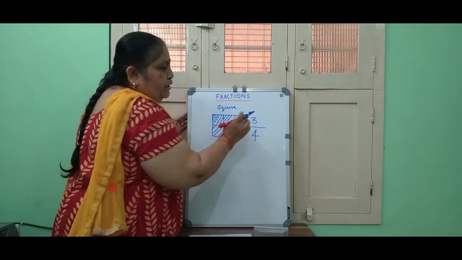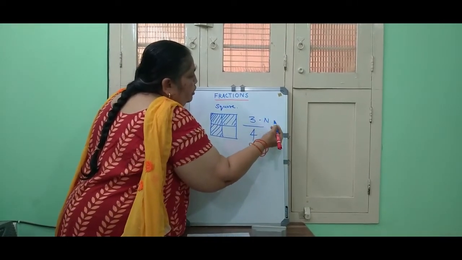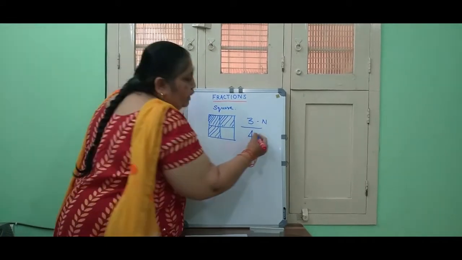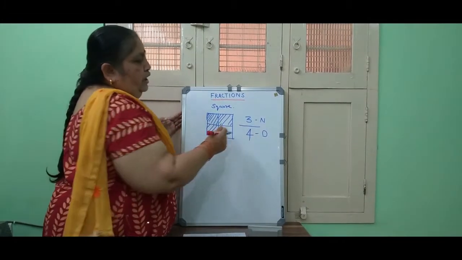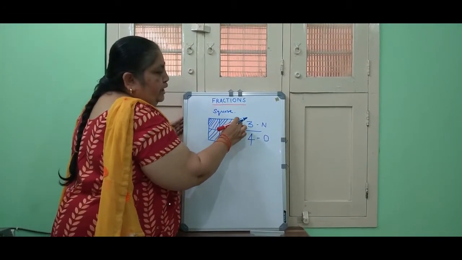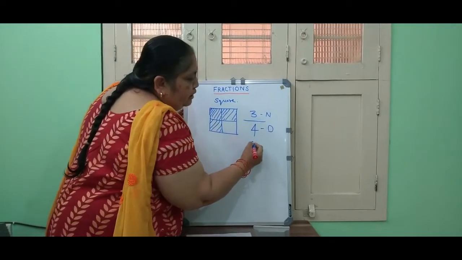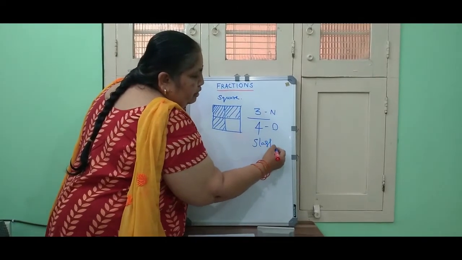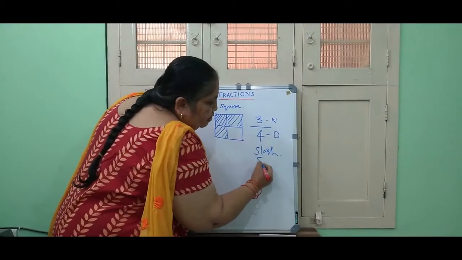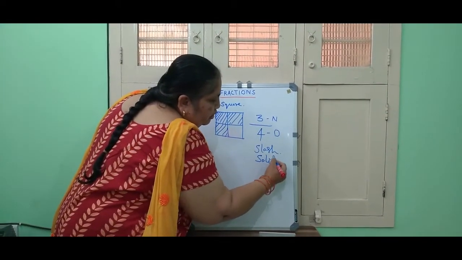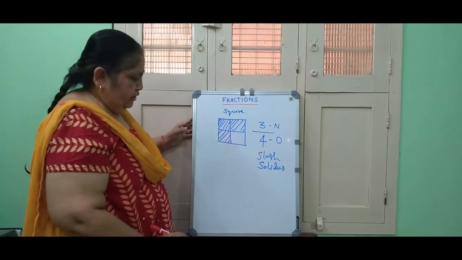So the upper part is called the numerator and the lower part is called the denominator. And it is written as 3 by 4, or 3/4. We call the slash also the solidus. Both of them mean the same thing, slash or solidus.